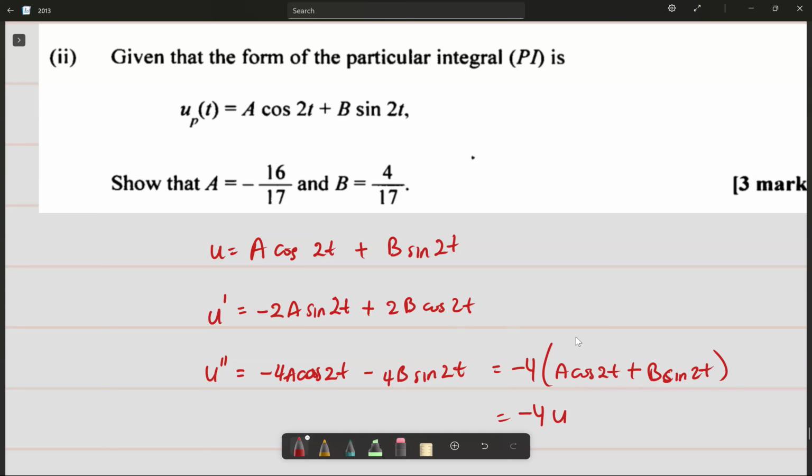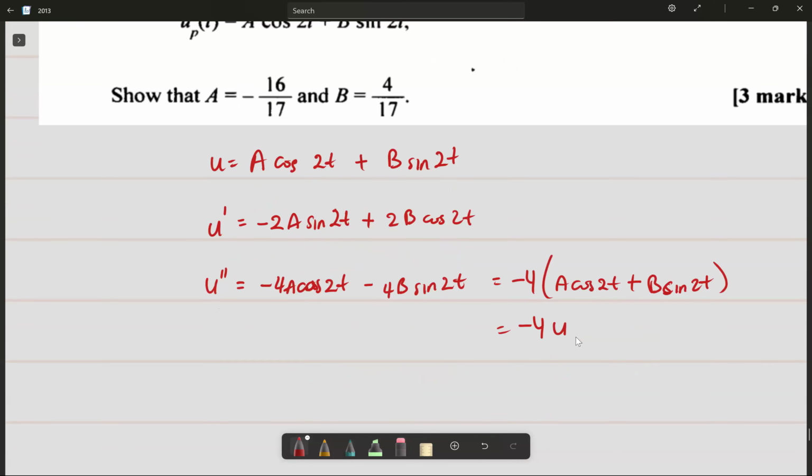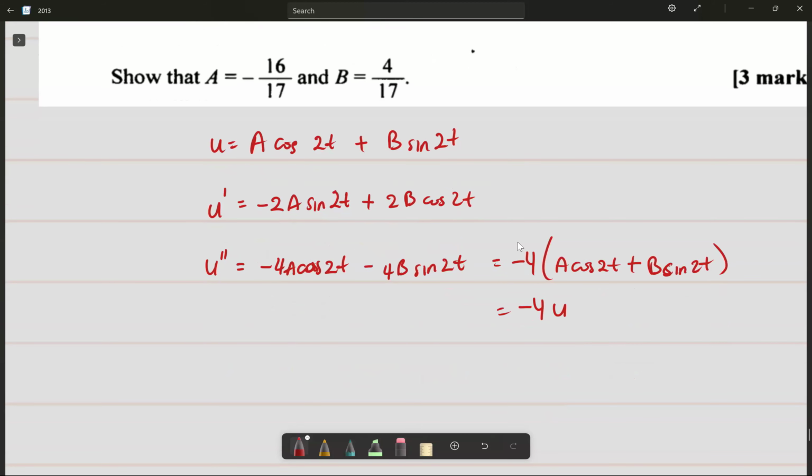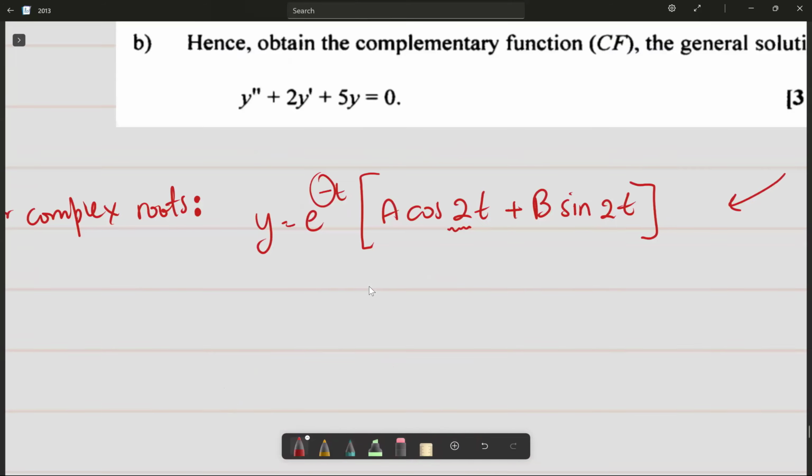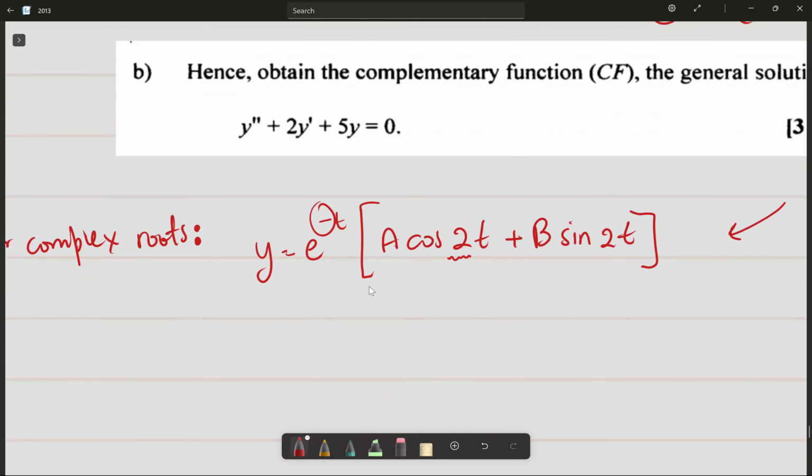Right? I'm not missing something. Do I need to put that in? No, I don't need to show that part. I'm going to have to use it regardless, that is true, but you don't have to show it. So now we're going to plug in for y double prime plus 2y prime plus 5y.